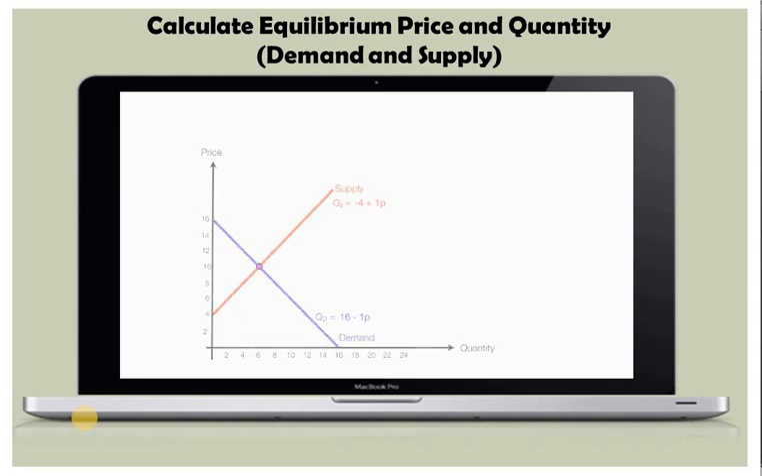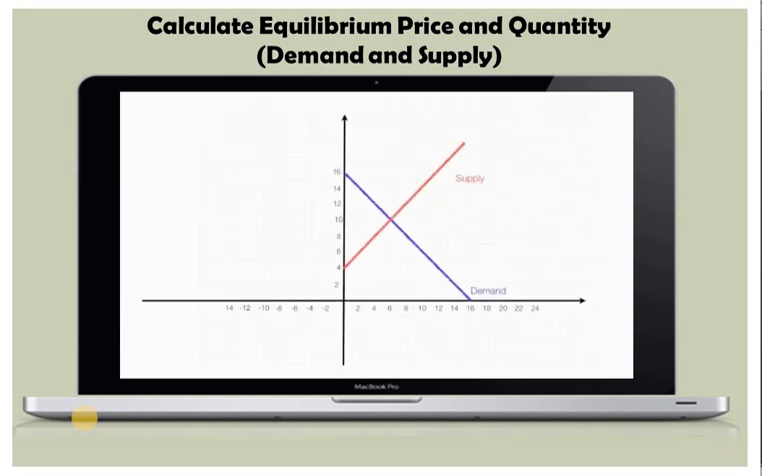Like always, the price is on the vertical axis and quantity is on the horizontal axis. Demand curve is in blue. The supply curve is in red. I'm going to put some numbers in for quantity and also numbers in for price, just like that. I want to show you something really quick. I just thought of it.